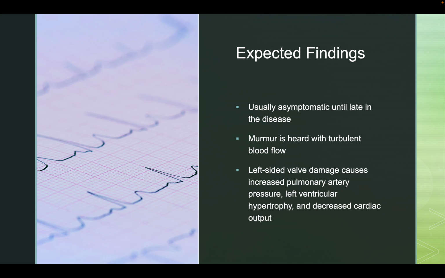Murmurs are usually graded on a scale of 1, which is very faint, to a scale of 6, which is extremely loud. Left-sided valve damage usually causes increased pulmonary artery pressure, left ventricular hypertrophy, and decreased cardiac output, all resulting in orthopnea, paroxysmal nocturnal dyspnea, so that's PND, and also fatigue.